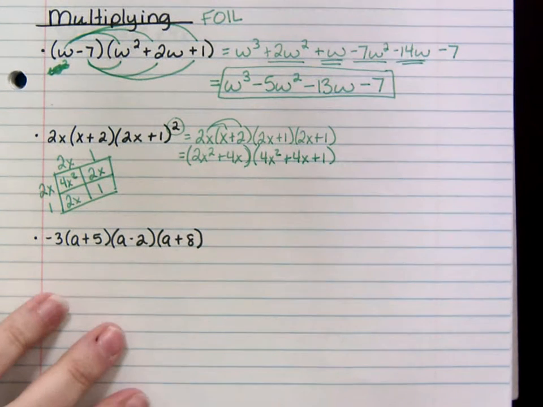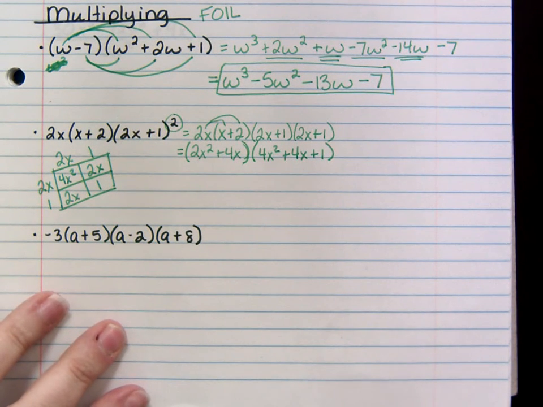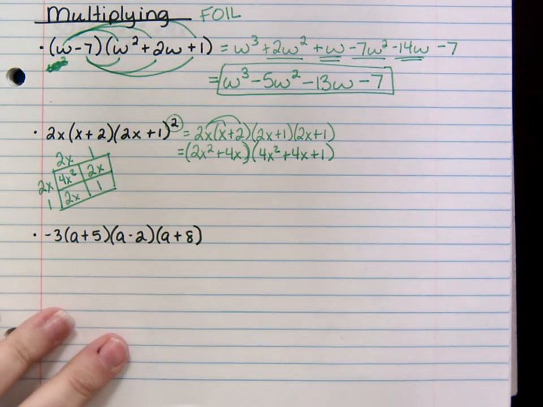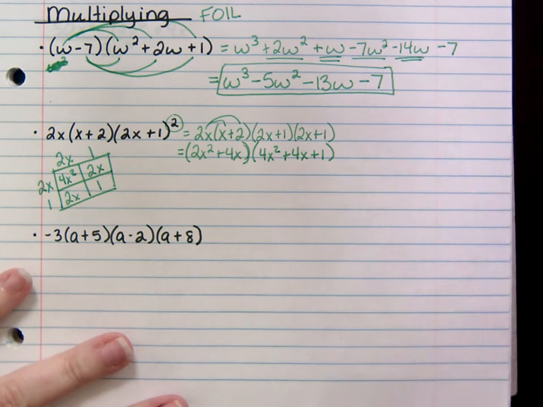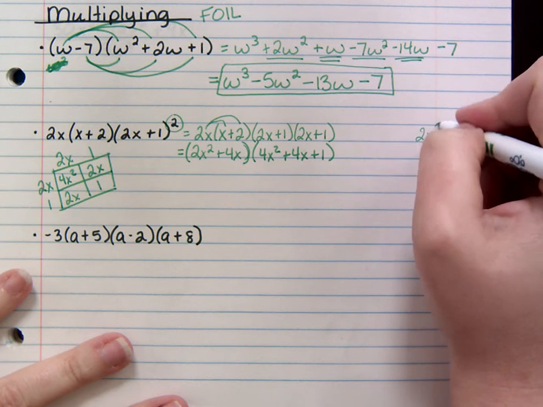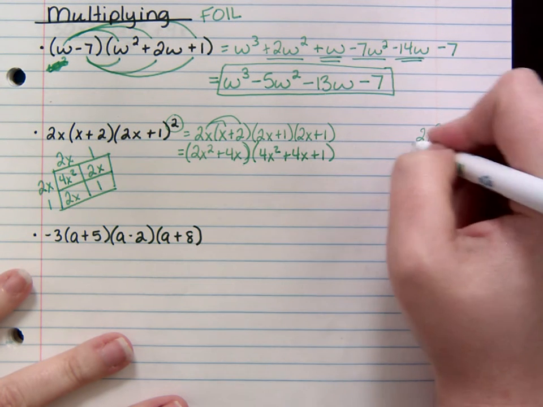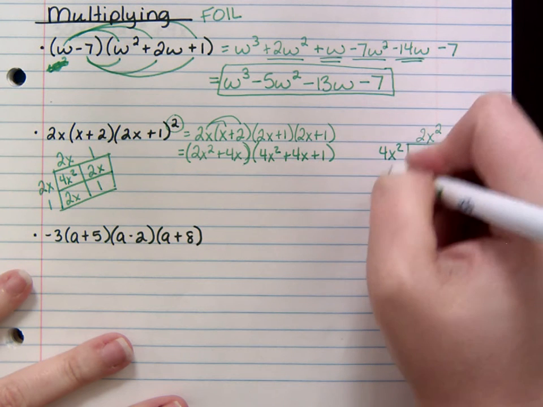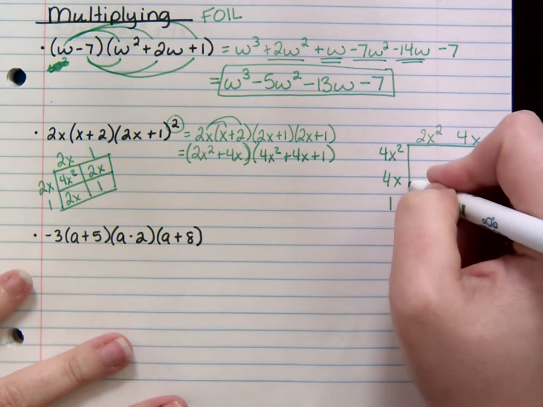Now the box method can also be used no matter how many terms you are multiplying together. So this one I have a 2 and 3. So I'm going to write it like this. I have 2x squared and 4x along one side, and then 4x squared, 4x, and 1 along the other side.